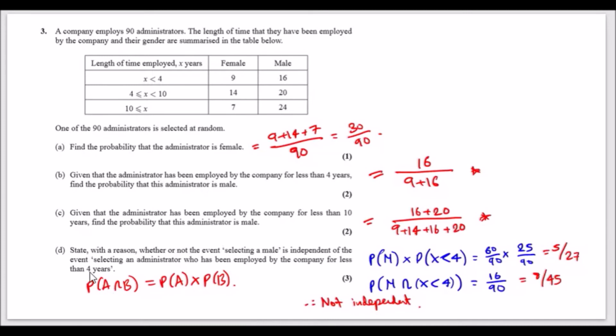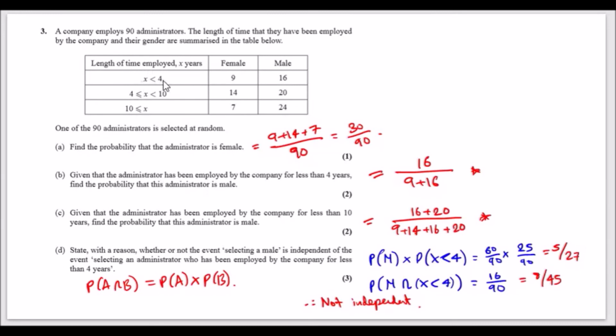Now last one, D. State with a reason whether or not the event selecting a male is independent of the event selecting an administrator who has been employed by the company for less than 4 years. This one is not too bad, but we need to think about what it means. The term independent is usually the multiplication rule. In the S1 book, you'll be familiar with this one. Independence means that the intersection of A and B must equal the product of the probabilities of A and B. If you get the same results on both sides, we say they are independent. Let's do it like that. Selecting a male, let's call it M, and selecting someone who is employed for less than 4 years, let's call it X less than 4.